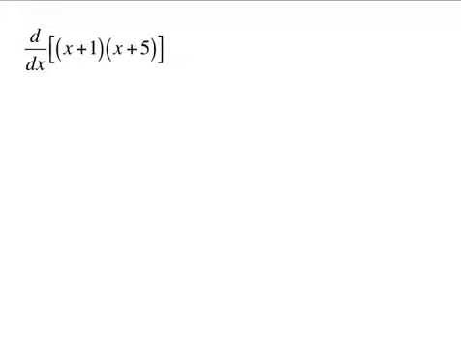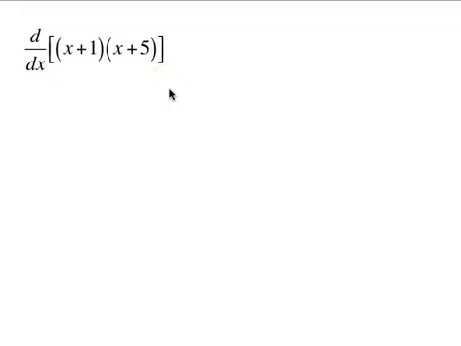So I want to start with looking at the derivative of (x plus 1) times (x plus 5). Many students would like to just multiply the derivatives. Well, the derivative of x plus 1 is 1, the derivative of x plus 5 is 1. If you multiply 1 times 1, you get 1, and that is not the derivative of this function. It'll be easy for us to see.